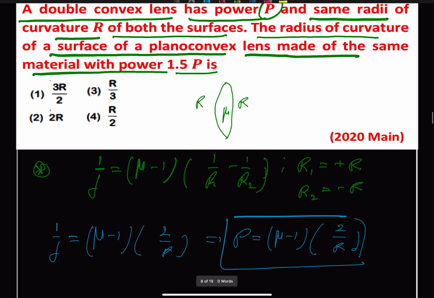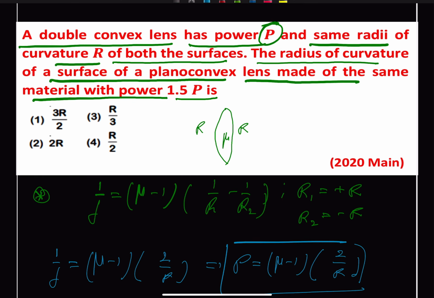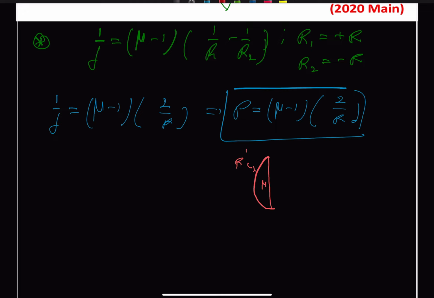And in the second case, we are given that we have a planoconvex lens and it is made up of the same material, but the only difference is the power, that is 1.5 P. So we can draw an approximate figure for that also. So this is a planoconvex lens. Same material means the refractive index will be the same, and let us assume that the radius of curvature is R prime. So the other radius of curvature, the second one, will be equal to infinity.